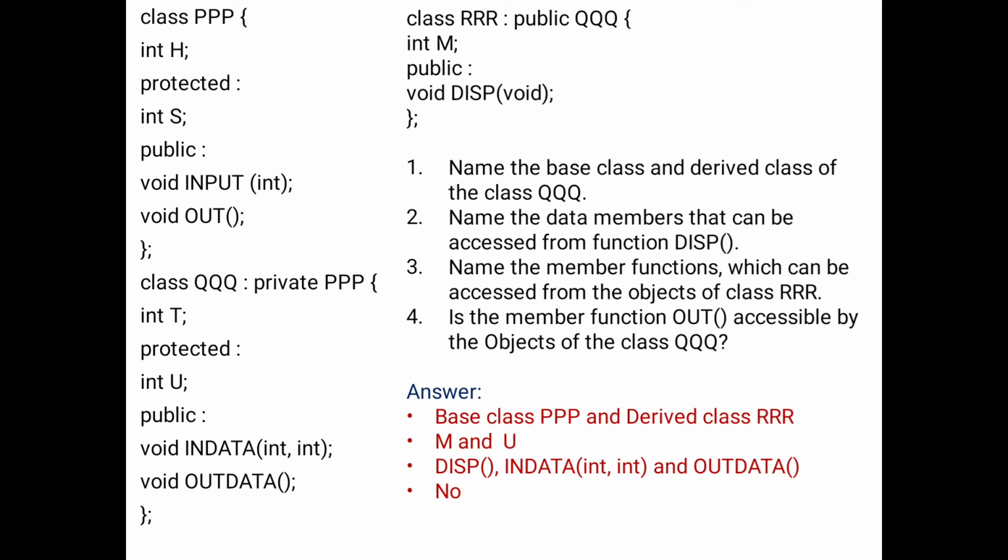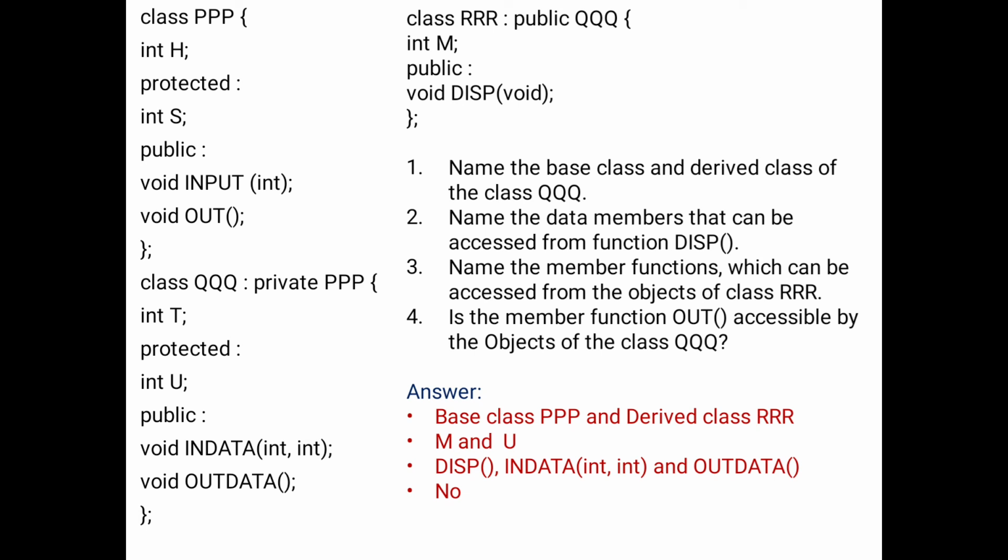So the next question is, is the member function out accessible by the objects of the class QQQ? The answer is no, because the object of the class QQQ cannot have access to that, since it has changed from public to private.